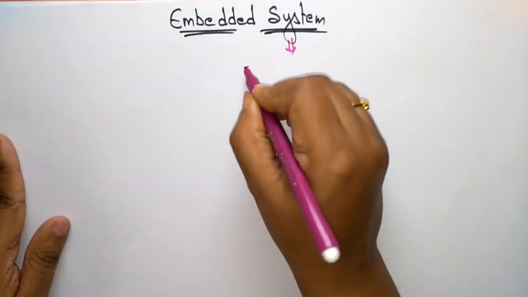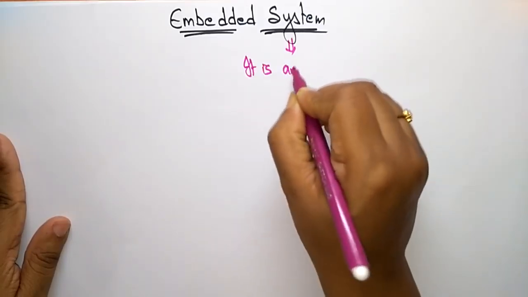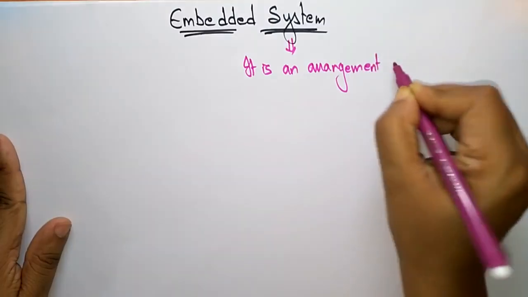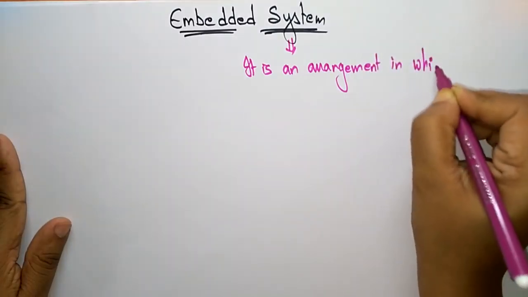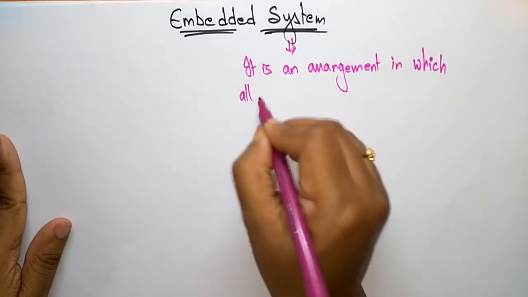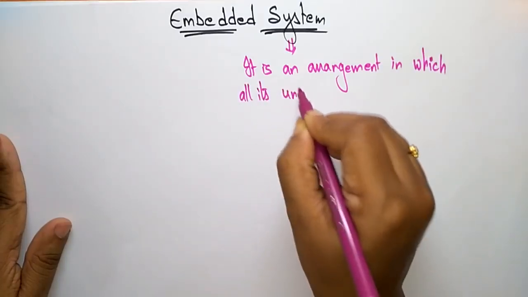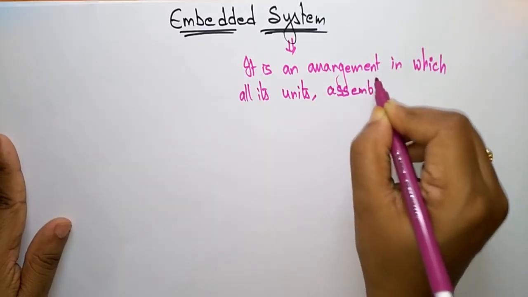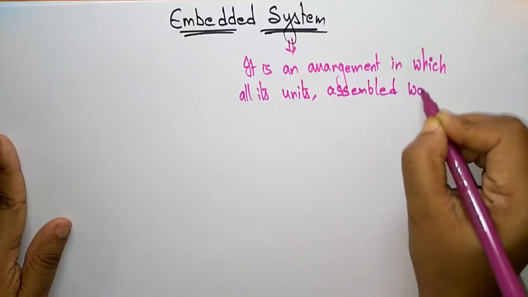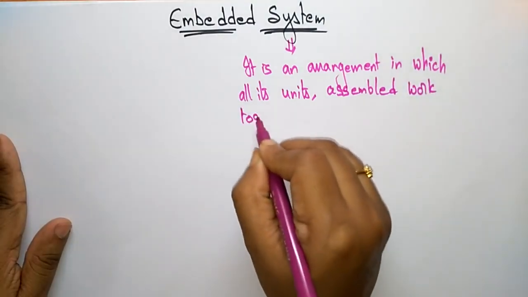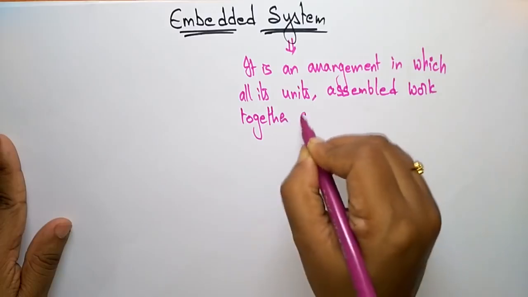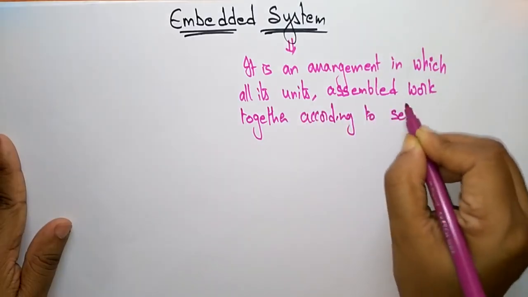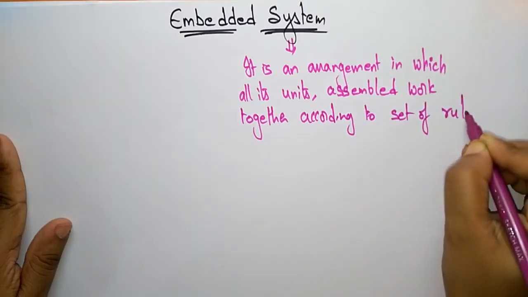A system is an arrangement in which all its units, whatever the components that are present, all its components assembled, combined, work together according to a set of rules, that you call a system.